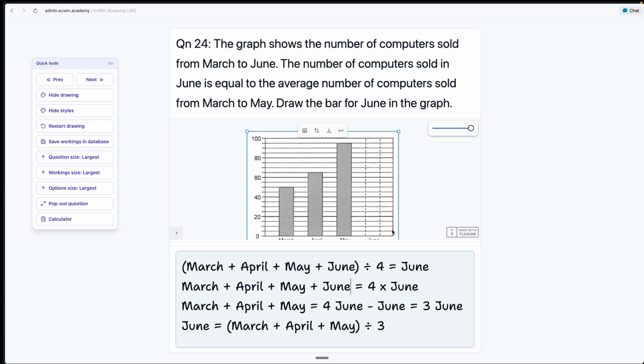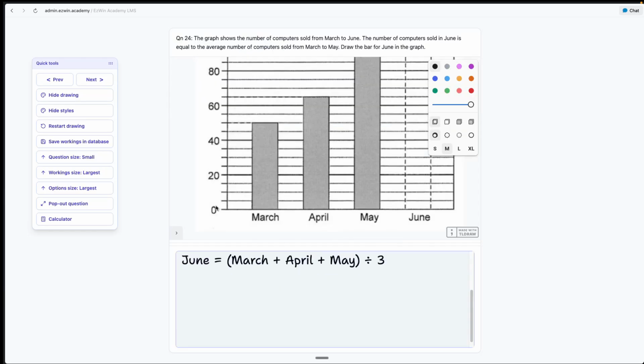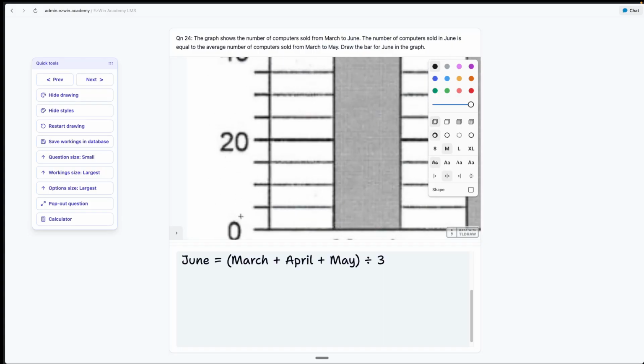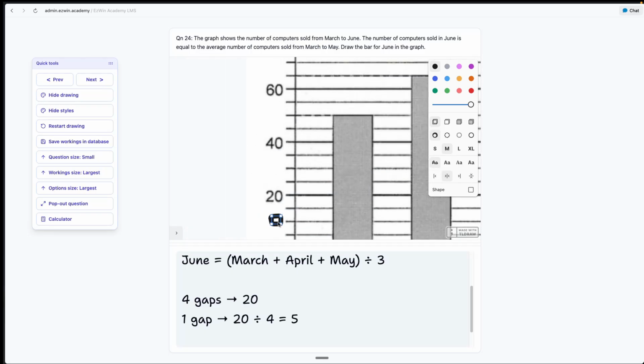Okay, so we need to calculate March, April, and May. Okay, first we need to know how many are the gaps. So if I were to zoom this in, we've got 0 to 20. So we have 1, 2, 3, 4, right? So 1, 2, 3, 4. So 4 gaps. So 4 gaps is equal to 20. 1 gap is equal to 20 divided by 4. So give us 5. Okay, so we know 1 gap is 5. So now we can count.